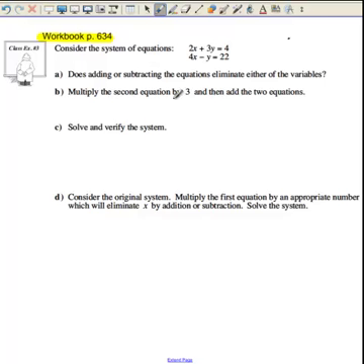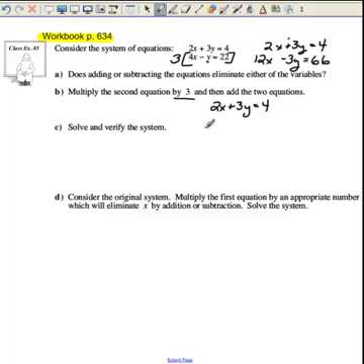They suggest multiplying the second equation by 3 and then adding the two together. What that would do would be to change the coefficient on the y. So if the first equation stayed the same, but the second equation was multiplied by 3, it would look like this: 12x minus 3y equals 66. So I'm just going to write that here so I have some room to work. 2x plus 3y equals 4, and then the second equation was 12x minus 3y equals 66.